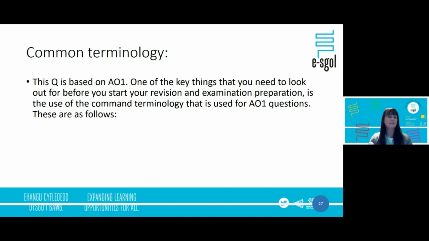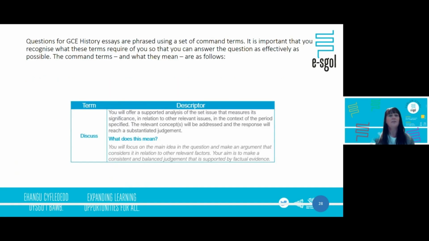There are 6 command terms that you need to be aware of. The top bit there is just saying exactly the same as what I've just said. To answer the question effectively, you need to look out for these so you know what to do with that particular essay. So you could have a discuss question. That's one of the 6.